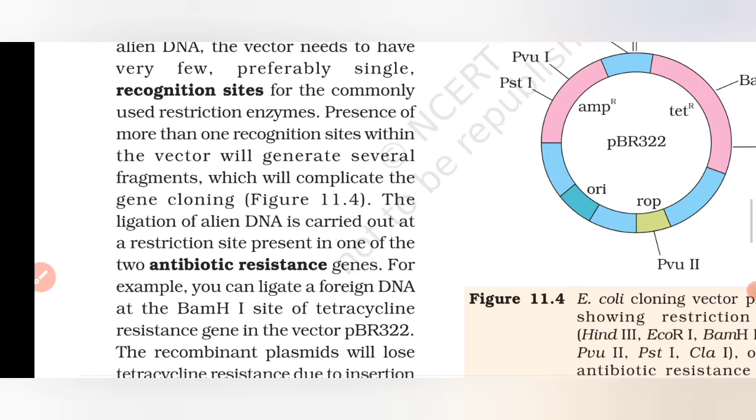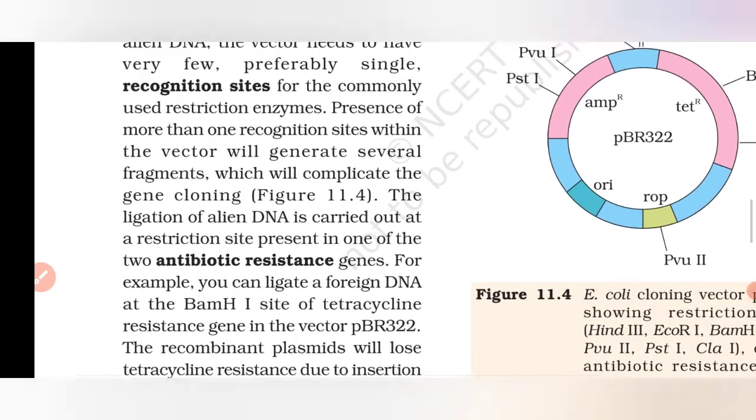So this ligation of alien DNA is carried out at a restriction site present in one of the two antibiotic resistant genes. So the selectable markers, the antibiotic resistant genes that we have put in, help us to identify the recombinants from the non-recombinants, and can only work when we introduce the gene in one of those antibiotic resistant genes.